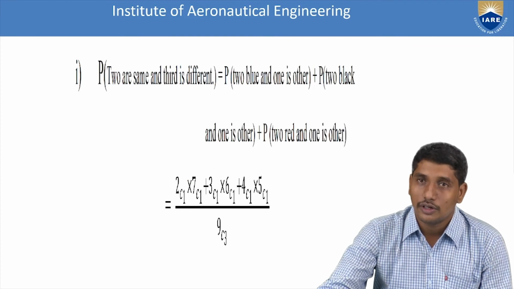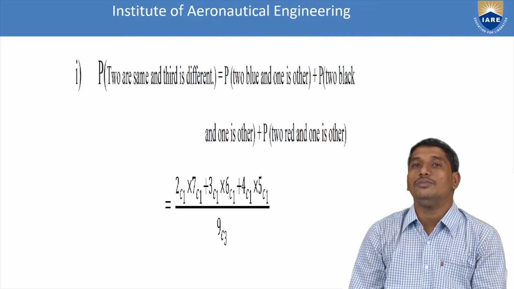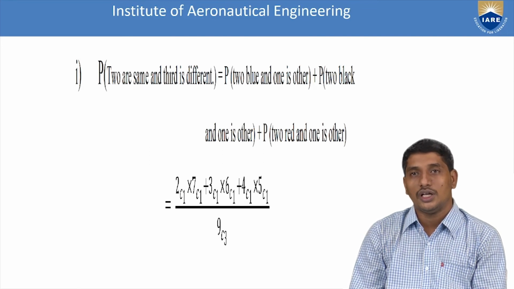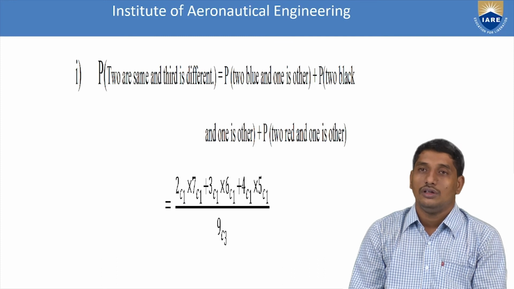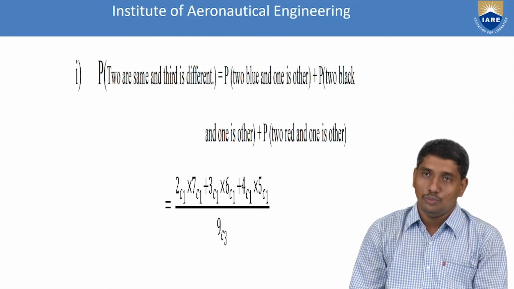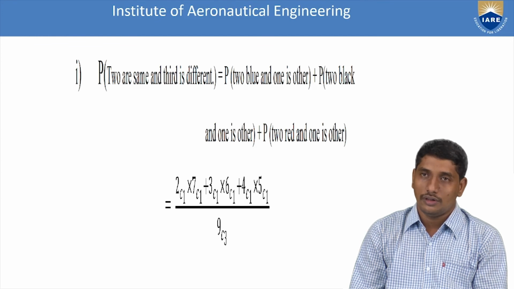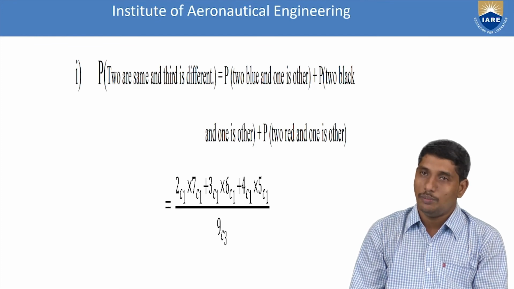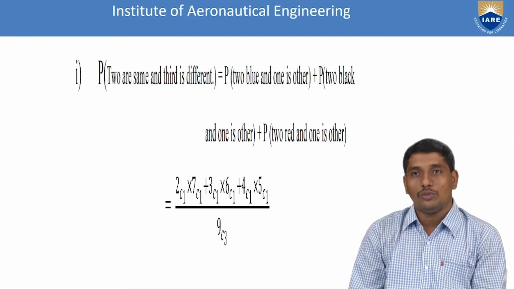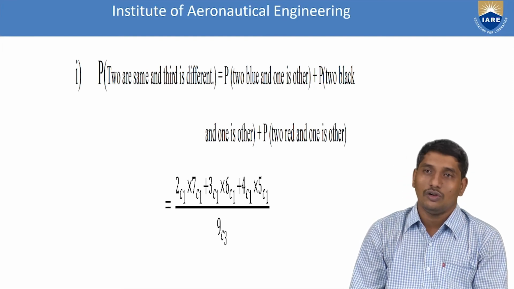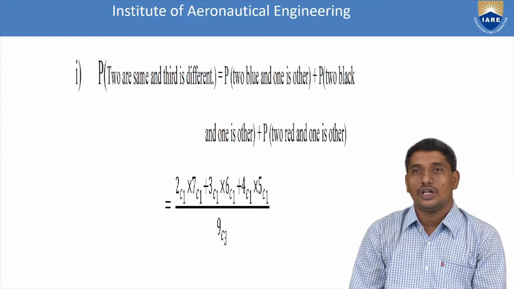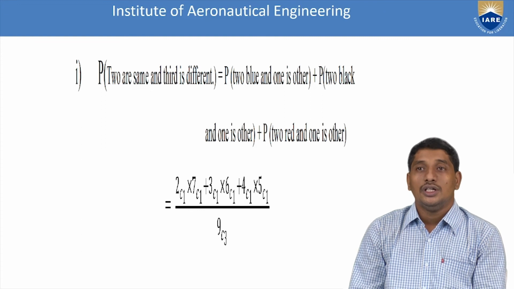Now we are going to solve the next problem: probability of getting 2 balls of same color and the third one is different. That means the possibilities are drawing two blue balls and one of the other color, that may be black or red, and/or drawing 2 black balls and the third one is different, and/or drawing 2 red balls and the third one is different. So there are 3 different cases.